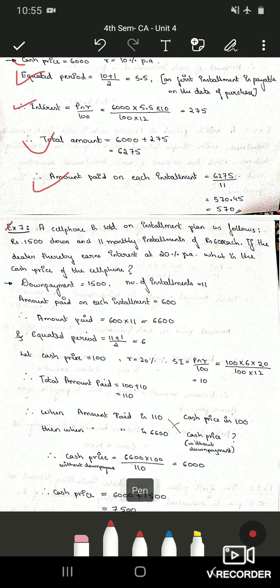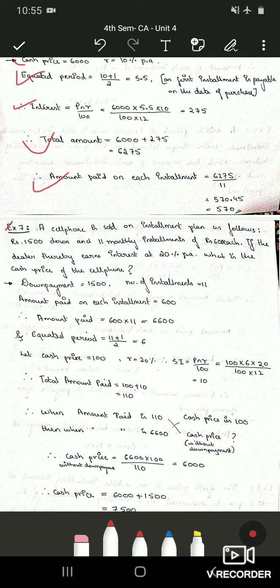So the seventh problem is a cell phone is sold on an installment plan as follows: rupees 1500 down and 11 monthly installments of rupees 600 each. If the dealer thereby earns interest at 20% per annum, what is the cash price of the cell phone?